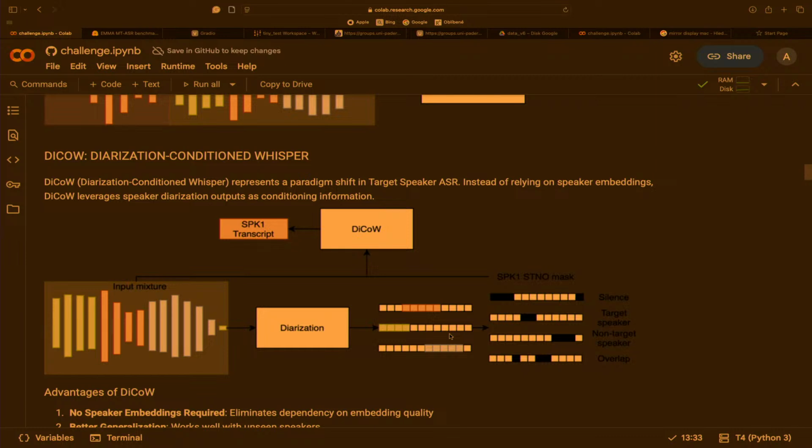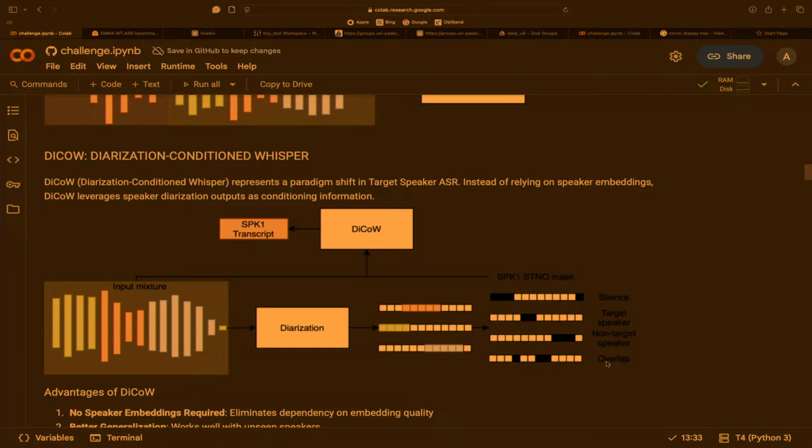So it's richer than just saying, here my speaker is speaking. It is also saying there is someone else speaking, or my speaker is speaking with someone else, or there is just silence. So you have these 4 classes: silence, target speaker, non-target speaker, and overlap. And what we do now, we take this probabilistic mask and feed Whisper with it.